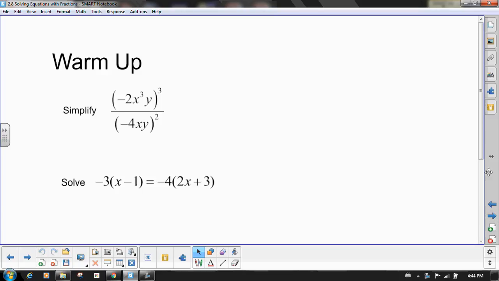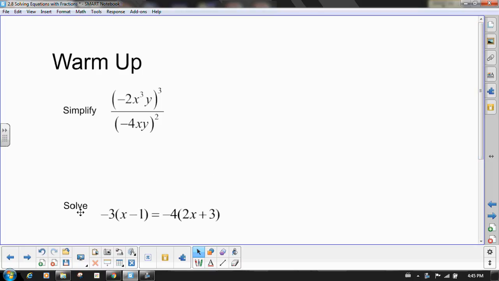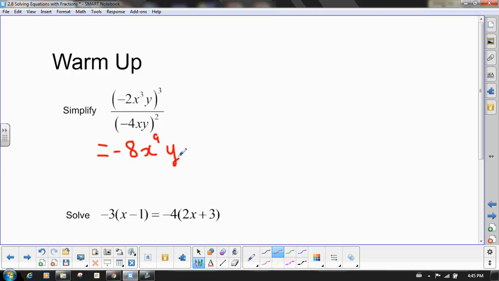All right, now here is a warm-up to sort of remind you about exponent rules and a few other little things. So let's start off by looking at this here. So we have negative 2x cubed y all cubed. So that 3 impacts everything. So negative 2 when I cube it is negative 8. X cubed is going to become x to the 9 because we have power of a power here. And that y, because I'm cubing it, now I have y cubed.